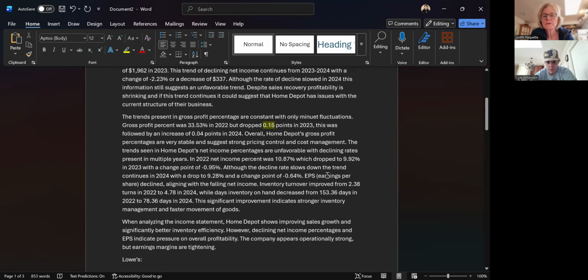And you're saying stable, strong pricing and cost management. That's fine. Net income percents are unfavorable. Net income percent dropped to 9.92. That's good. I wouldn't do a change of 0.5, just leave it out. And then I'd just keep that all one sentence and finally drop to 9.28. Just clean it up a little, with fewer words.